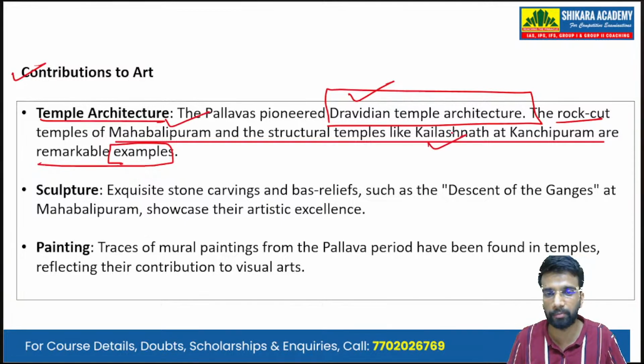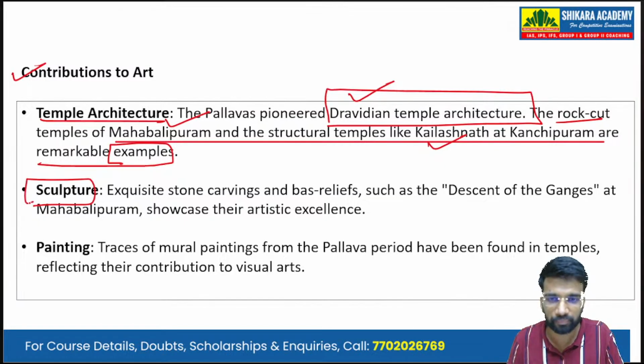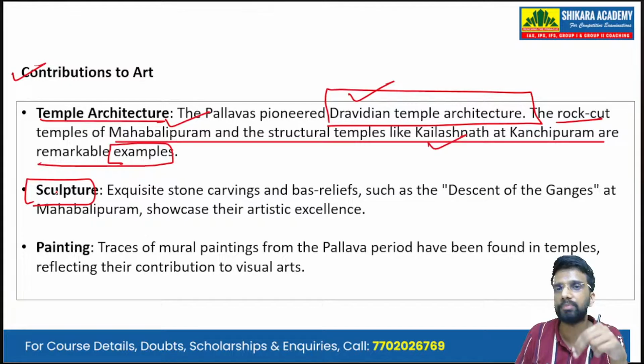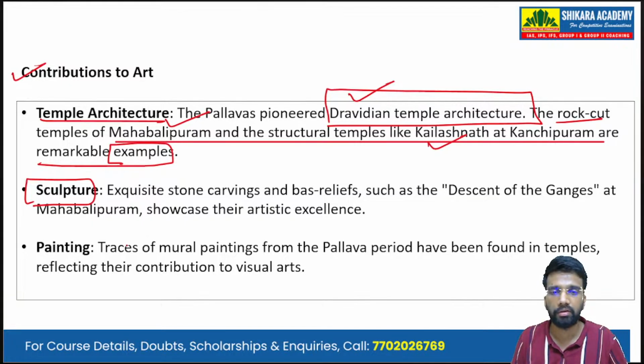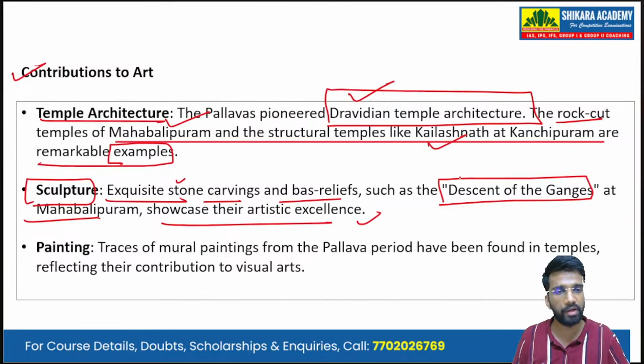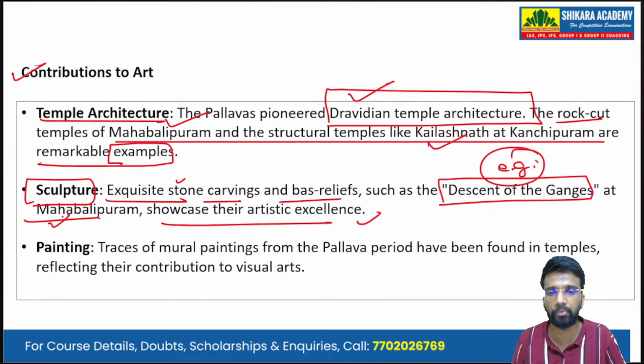Kailashnath temple at Kanchipuram. Then the sculptures: their contribution, first was temple architecture, then the sculptures that are in these temples. So exquisite stone carvings and bas reliefs such as the Descent of the Ganges at Mahabalipuram showcase their artistic excellence. Okay, so this is another example, the Descent of the Ganges in Mahabalipuram.